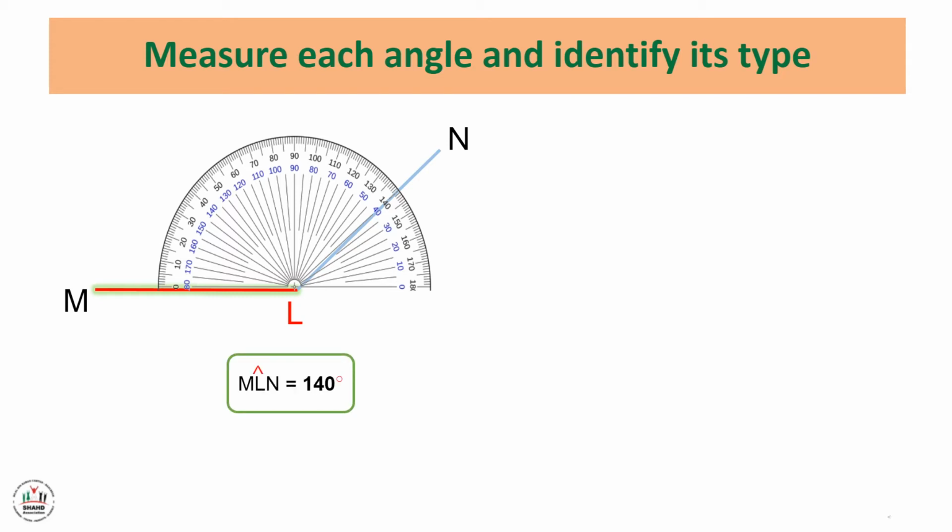MLN is equal to 140 degree, or NLM is equal to 140 degree. Now, what is the type of this angle? What is the type of this angle?